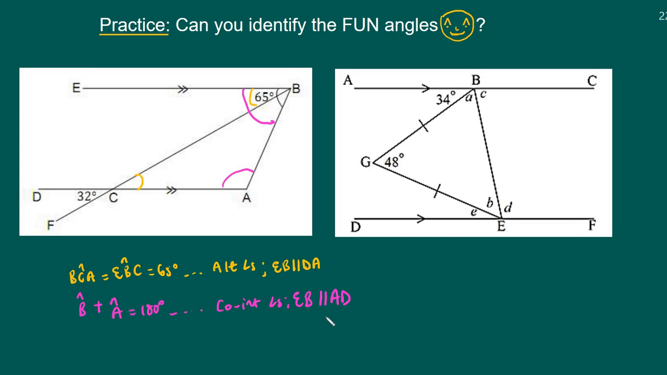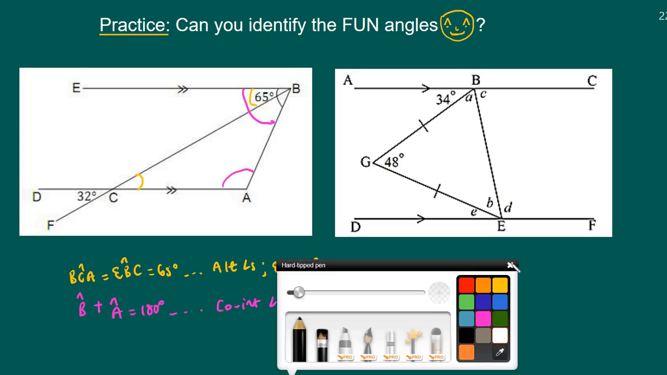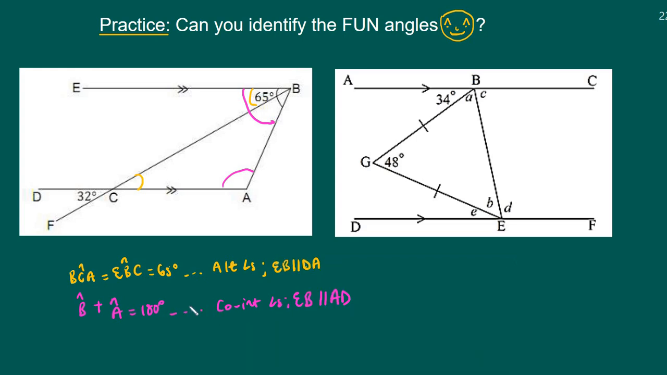Any more angles you can identify there? Yes. I have a question. Talk to me. So the angle that I just said is 65. Why can't we say it's 32, and then we say vertically opposite angles?